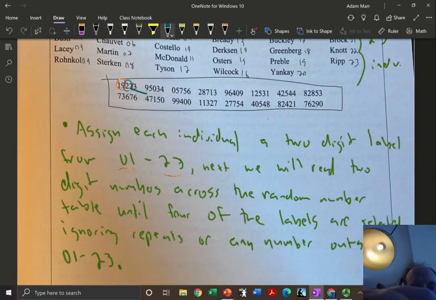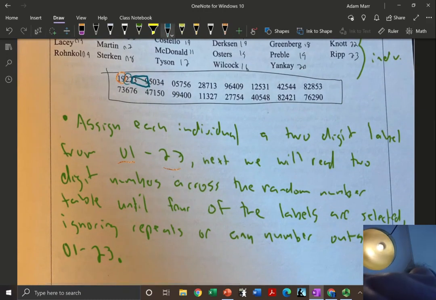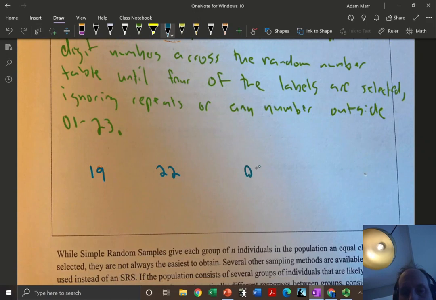Next we have 39. Nope, doesn't work. 39 is not from 1 to 23, so we're going to throw that out. 50. No, not from 1 to 23. Cross it out. 34. Nope. 05. Is 5 from 1 to 23? Yes, it is. All right, here we go.